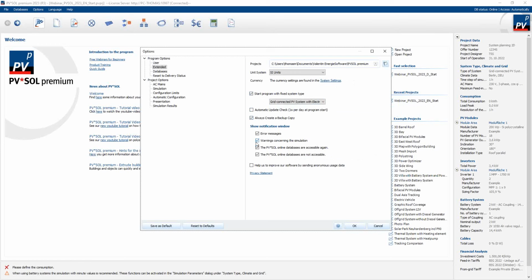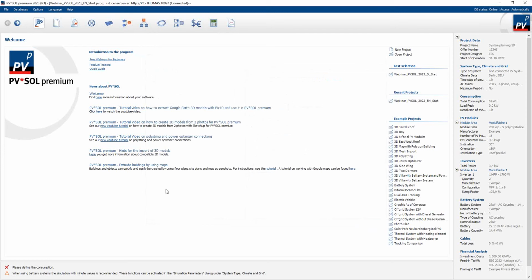And last but not least, you will get hints and error messages on the bottom edge of the window here. For example, if your module configuration is not correct, then you will get a hint that something went wrong. Maybe either the current is exceeded or the system voltage. But we will show this later on. Okay, I think that's it for now.